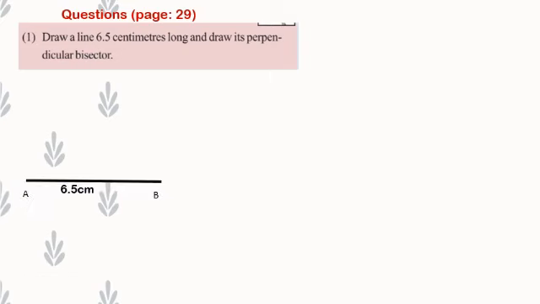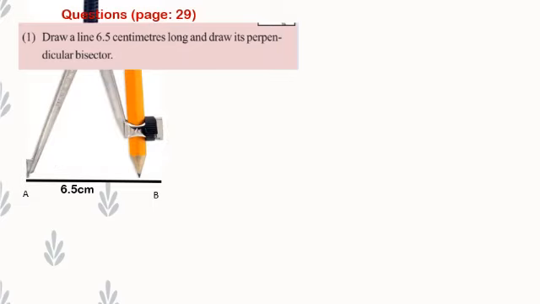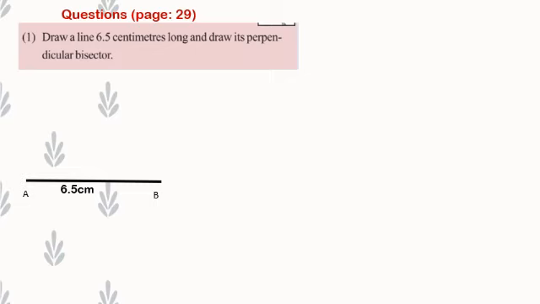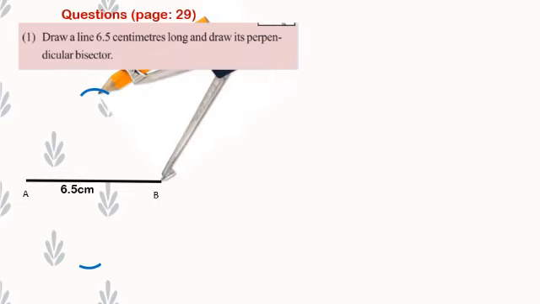Then let us place the compass on one end of the line and set the compass width approximately 2/3 of the line length. Without changing the compass width, draw an arc above the line segment as well as below the line segment. Again, without changing the compass width, place the compass on the other end of the line, then draw an arc above the line segment. Here, the arcs meet at a point. Let's call it point C.